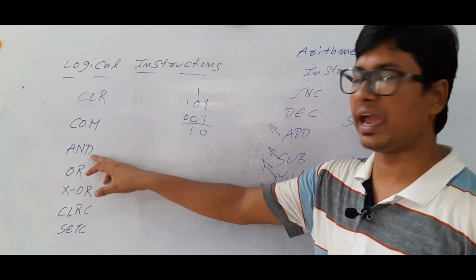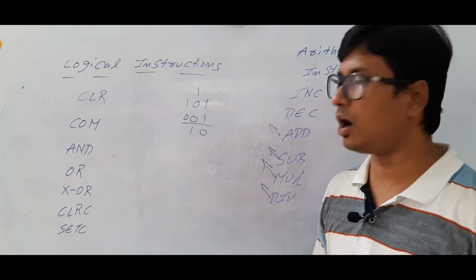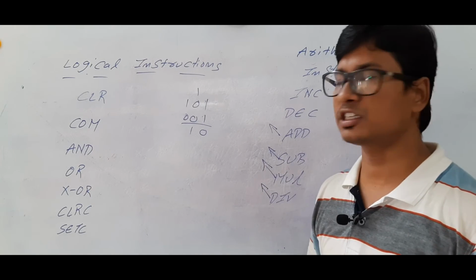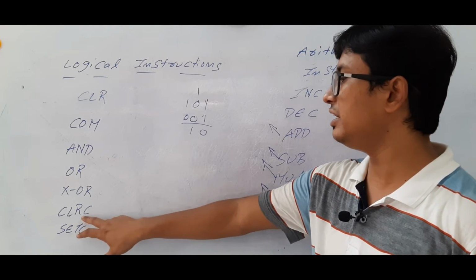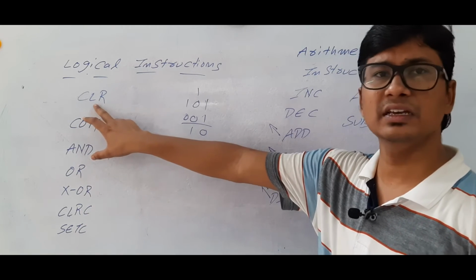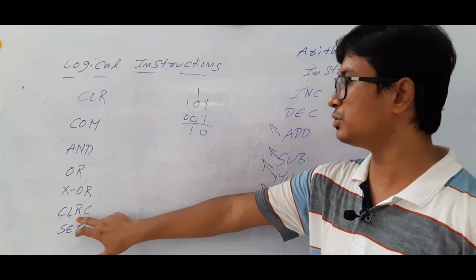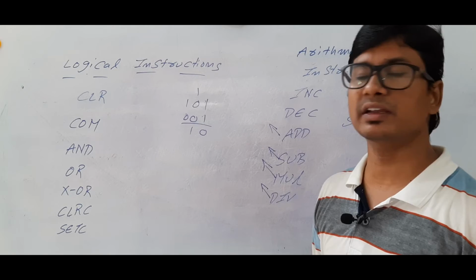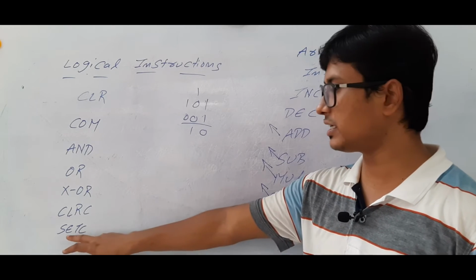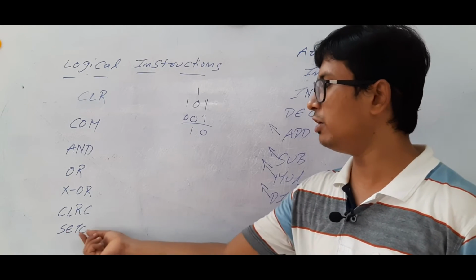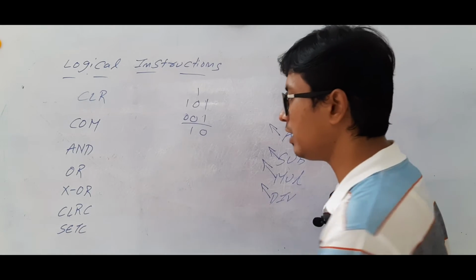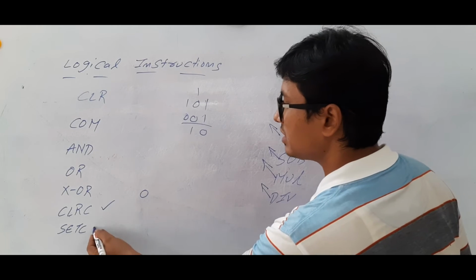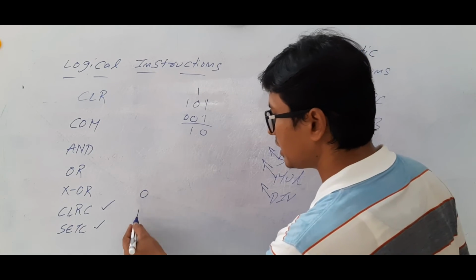And you have AND, OR, exclusive OR. These are the basic logical operations or logical instructions we have. And we have clear carry. Here it is clear only, but if you want to specify the carry also, you have to write CLRC, so it will clear the carry. And set carry. Set carry means the carry flag will be set as 1. See, whenever there is a clear, you are making it 0. Whenever there is a set instruction, you will make it 1.